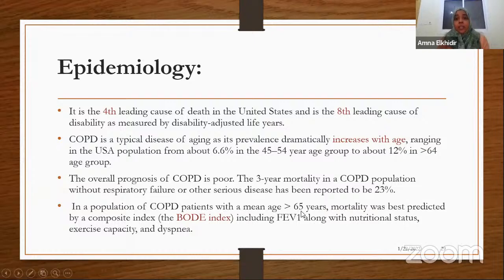In COPD patients with a mean age of more than 65 years, mortality was best predicted by a composite index named the BODE index. This is actually used for measuring mortality and severity. The BODE index is assessed by using the B for BMI, where we measure the nutritional status of the patient, and O, I think it is obstruction. We measure the obstruction by using forced expiratory volume in 1 second, the D for dyspnea, and E for exercise capacity.